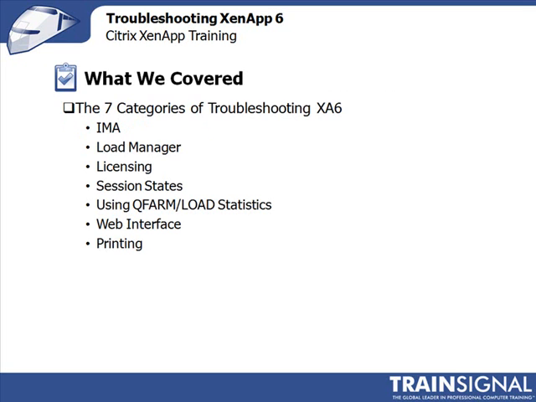Alright, so what have we learned in this troubleshooting lesson? Well, we talked about the 7 categories of troubleshooting XenApp 6 that the prep guide has suggested. We looked at the printing issues that we could potentially have, and I gave you different things to look at in different places that you can consult in order to get some hints on where and how you can start troubleshooting.